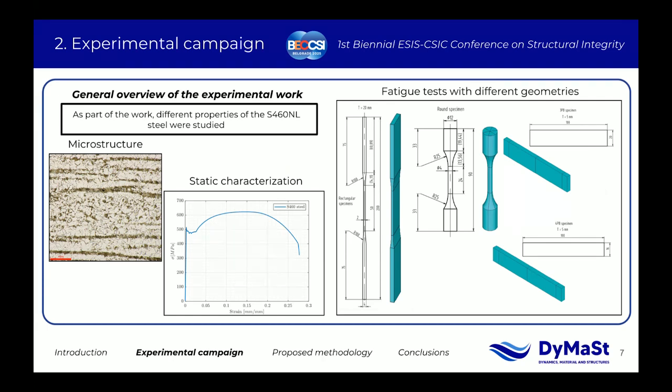It's also important to point out that all the tests that we consider with this methodology were tested under the same stress ratio. The run-out criterion was set to 10 million cycles, and we only consider those specimens in which a crack appears on the surface, in order to avoid errors and to avoid introducing outliers and this kind of problems.